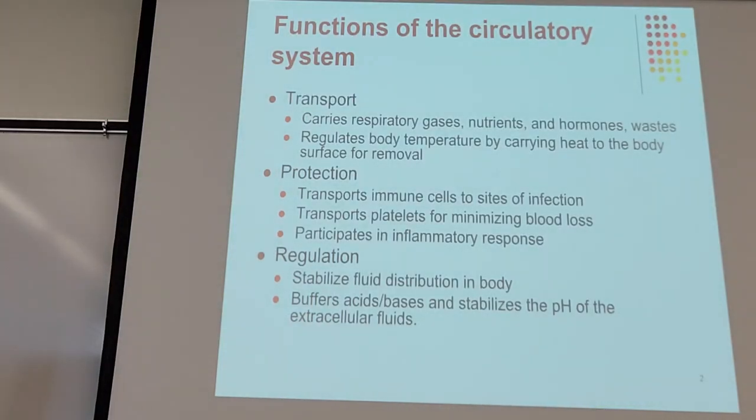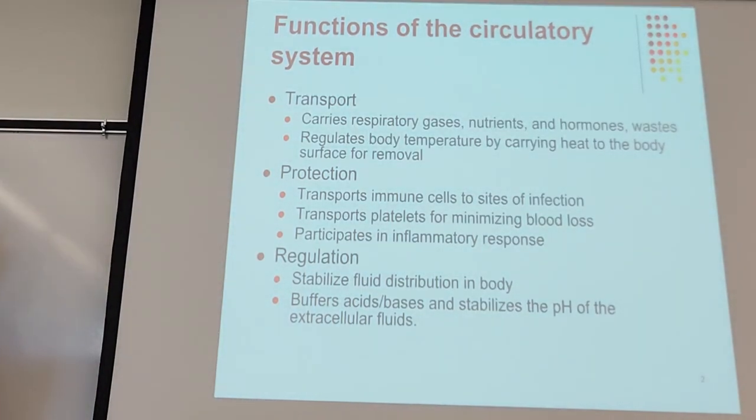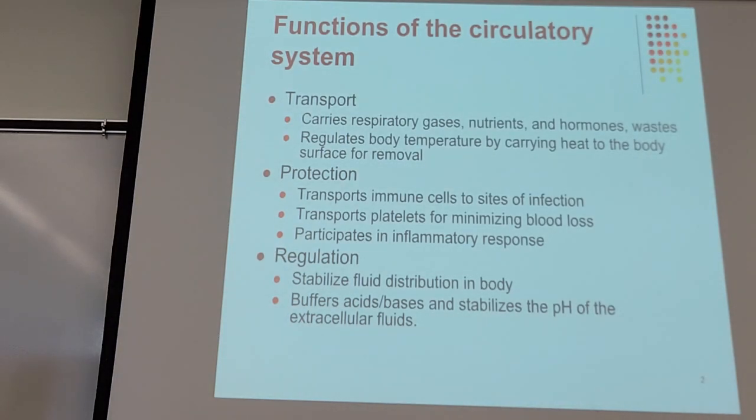Well, we need it to carry gases, nutrients, get rid of waste, okay? Hormones use the bloodstream in order to travel from one place to another. Your blood carries heat, so it can help regulate your body temperature. It can bring B and T lymphocytes to where they need to go, different lymphoid organs.